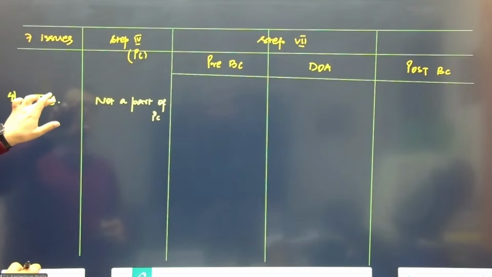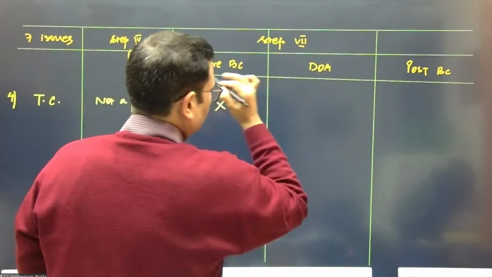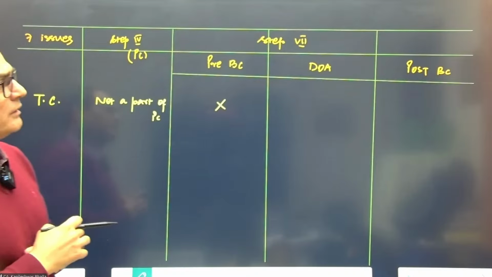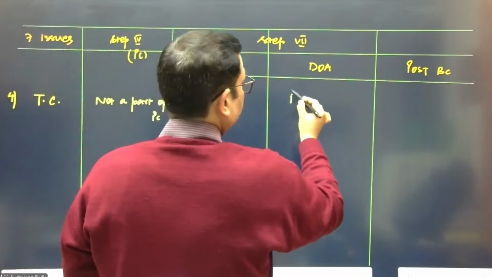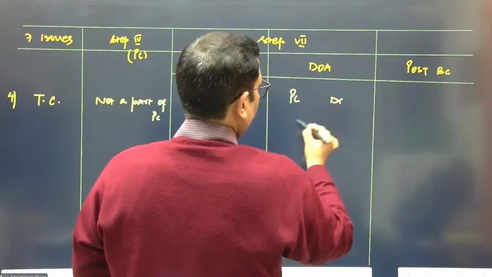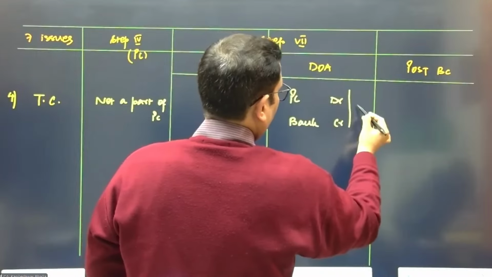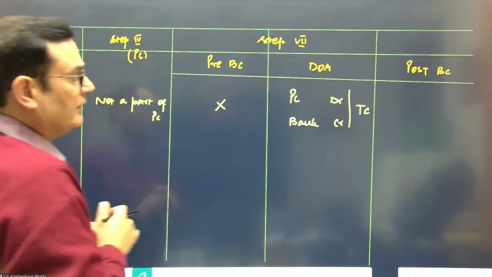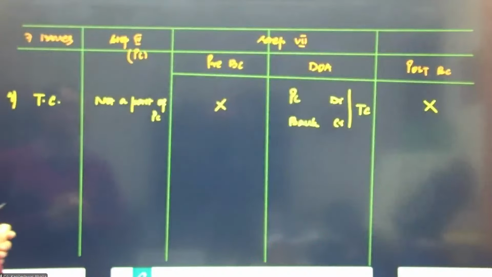Now, in terms of pre-business combination, any impact? No. What is done on the date of acquisition? Any impact on the date of acquisition for a transaction cost? Charge to P&L. Charge to profit and loss is debited, and bank gets a credit. So whatever TC is incurred is immediately expensed off, and there is no impact on the post-business combination. That is number 4.